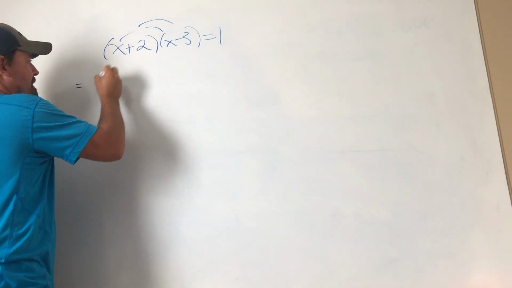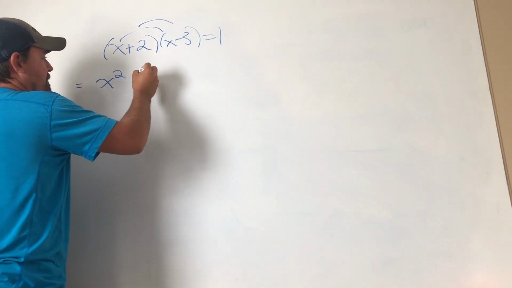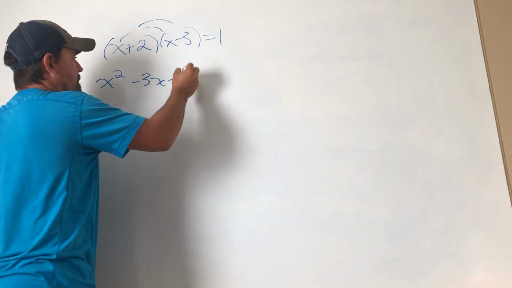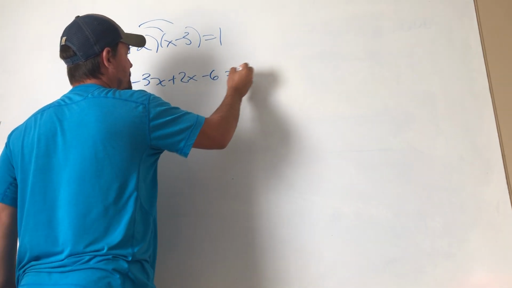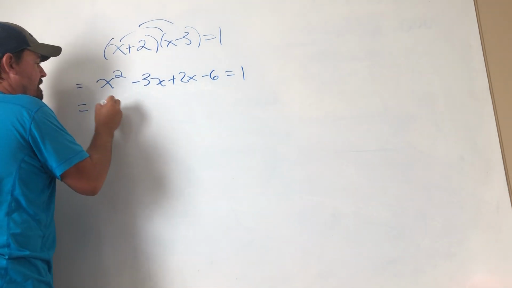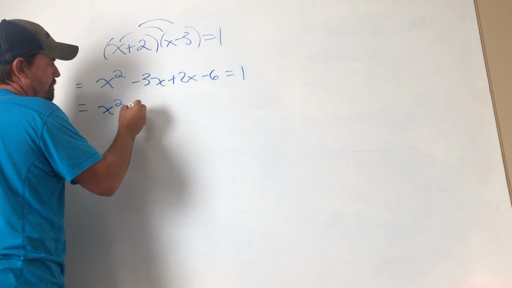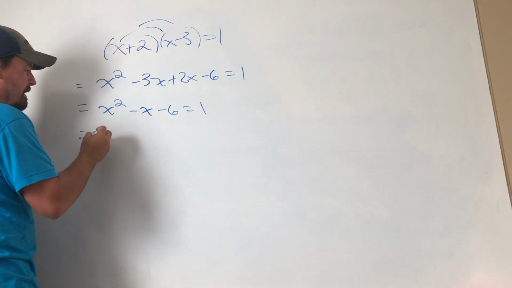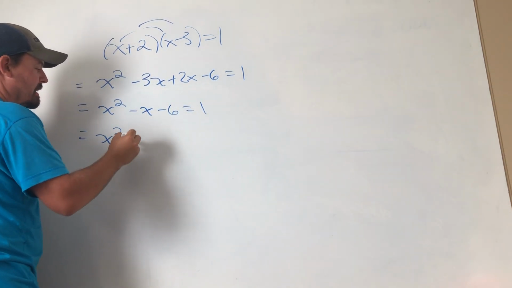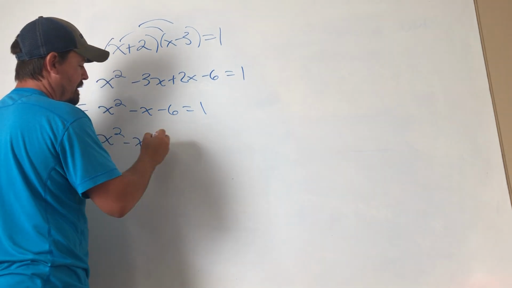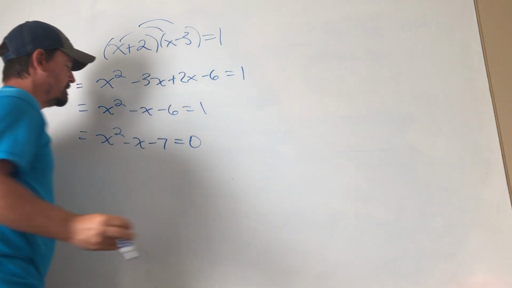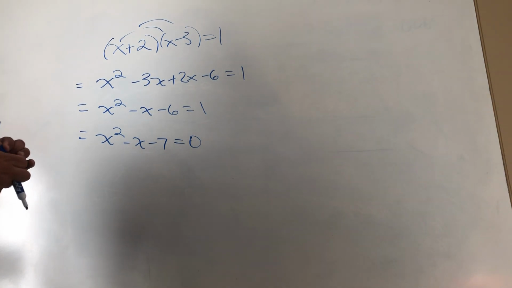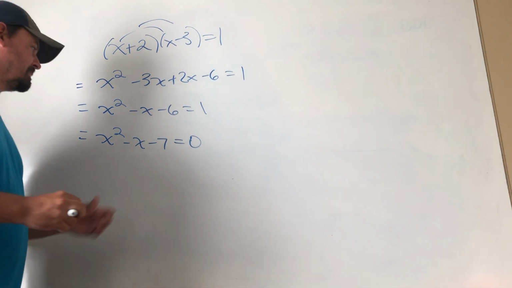So x times x is x squared. X times negative 3 is negative 3x. Plus 2x minus 6 equals 1. So what I get here is x squared minus x minus 6 equals 1. I need to pull that 1 over here and combine it. So I get x squared minus x, and that'll be minus 7 equals 0. Now you could try to look at that too and say, okay, I need something that multiplies to give me negative 7 and adds to be negative 1, but you'll be hard pressed to find it.